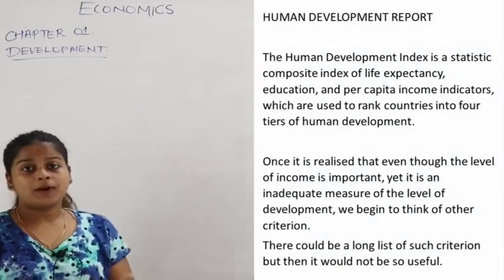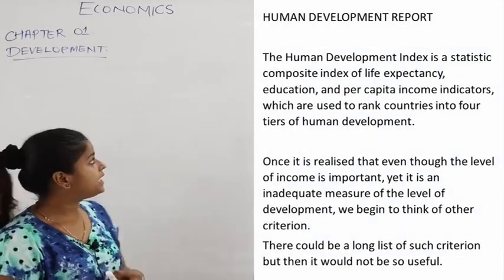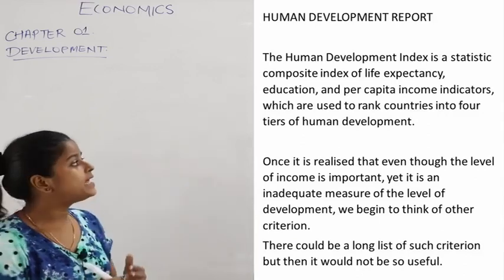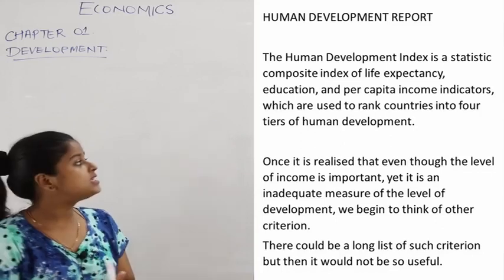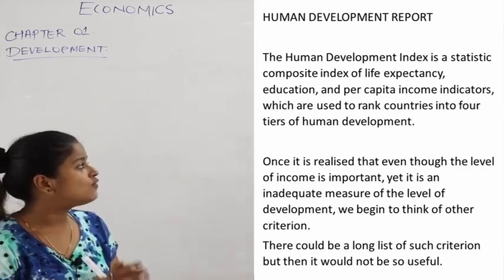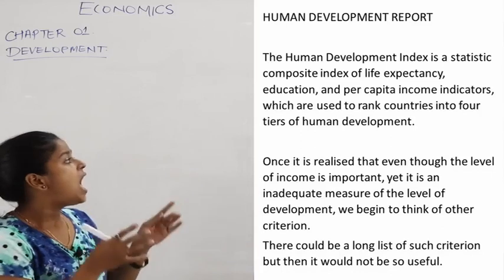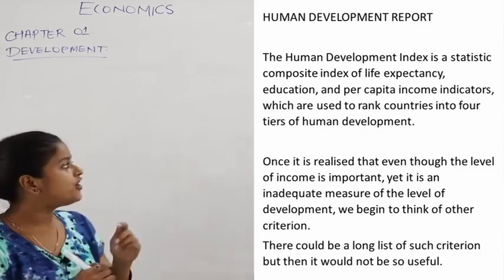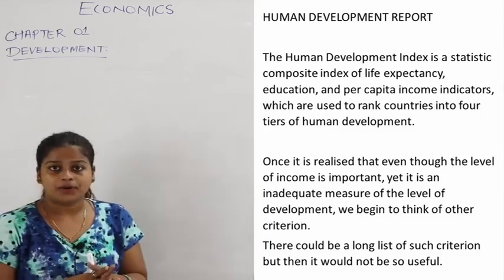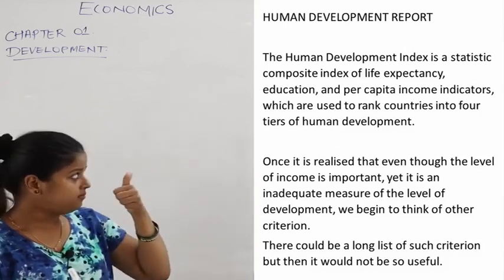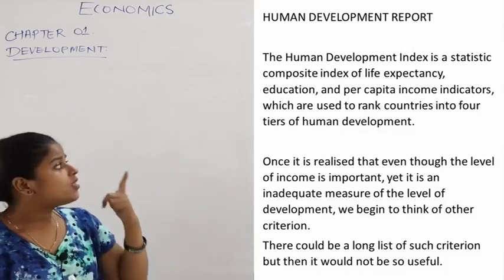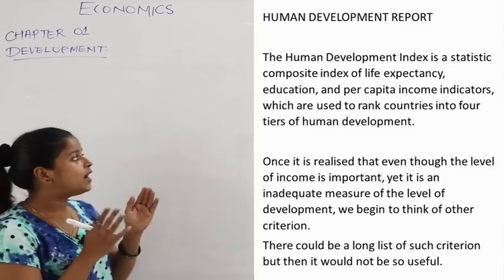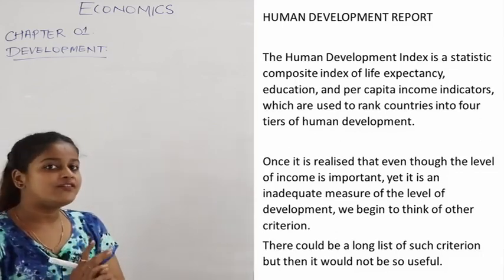Okay, so the next part given to you on page number 13 is the Human Development Report. The human development index is a statistical composite index of life expectancy, education and per capita income indicators, which are used to rank countries into four tiers of human development. So life expectancy, education and per capita income are all considered when we check the human development index.